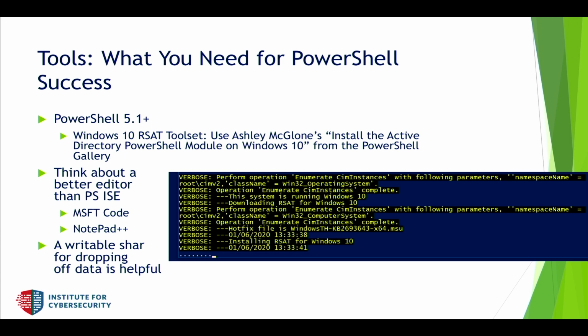There's a script that you can use to get the Microsoft remote access tools out of the PowerShell Gallery. For long-term development, you need a better editor than PowerShell ISE. PowerShell ISE is a basic editor. The one thing that's really nice about it is it does have color syntax editing, which is extremely helpful. And the last thing, in the lower left-hand corner there's a note, and it says create a share where you can drop stuff off.